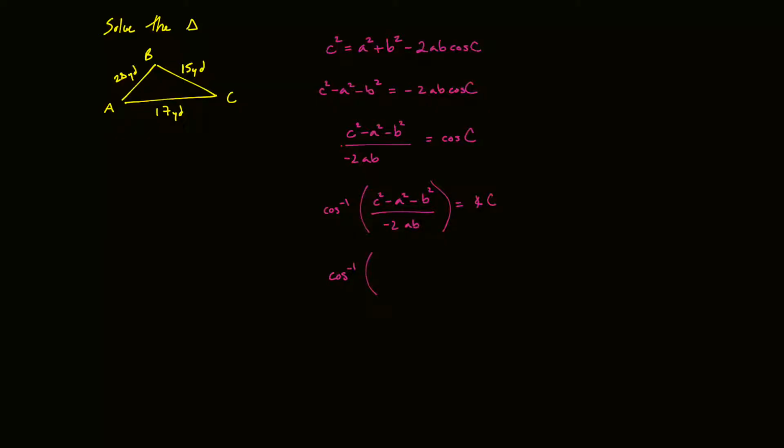You're going to get c squared. That's going to be 28 squared. I'm not going to include the units here. Not that I don't care. I like the units. They're my friends. 15 squared minus the 17 squared over negative 2 times 15 times, and this b, which is 17.